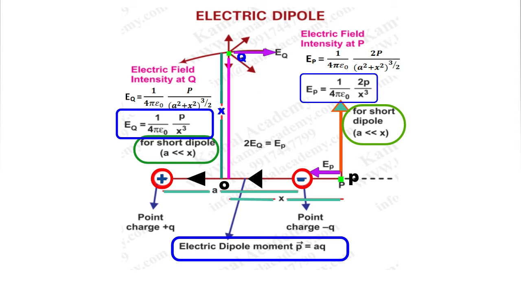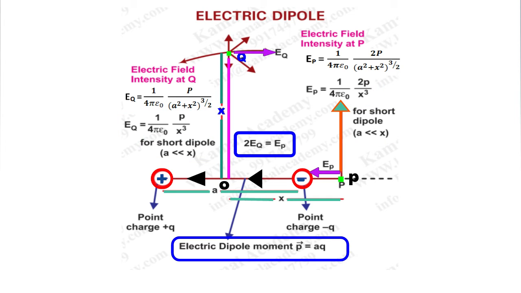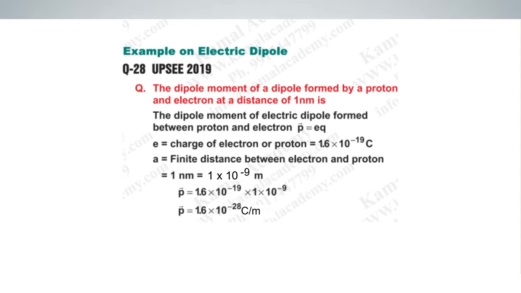Thus the two electric field intensities are in the opposite direction, and also we can observe that the electric field intensity at a point on the axis of an electric dipole is double that of the electric field intensity at a point on the perpendicular bisector of the dipole, which is at the same distance from the center O of the electric dipole. An example on electric dipole.